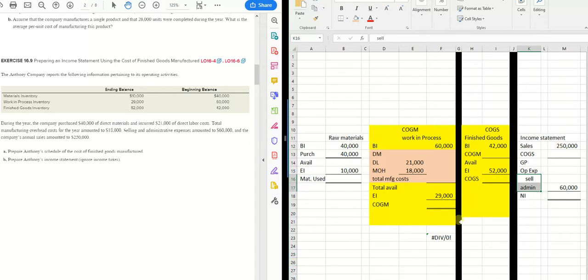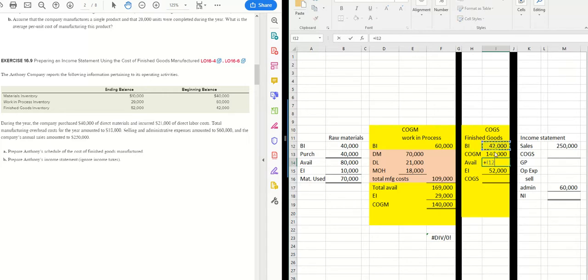Okay, so I've plugged in the numbers, so now I can determine what my goods available are. So 80,000 minus ending inventory is 70,000. So my direct materials used become 70,000. So I have my total manufacturing costs. Now I can determine that. So my total available is beginning inventory plus my manufacturing costs. And my cost of goods manufactured is 140,000.